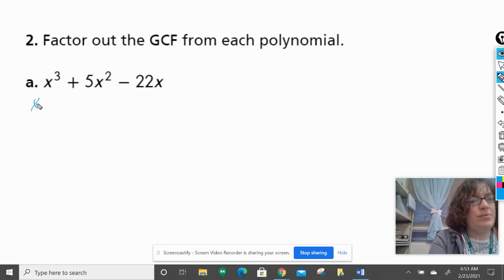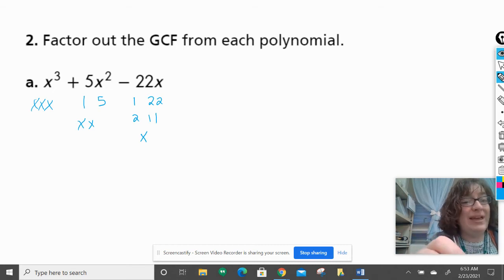We start the same way. So x to the third would just be x times x times x. 5x squared would be 1 times 5, and then x times x. And then negative 22x would be 1 and 22, 2 and 11 with just an x. All right, so looking at these, I don't see any numbers that they all have in common, but I do see the x that they all have in common. So what they have in common, the greatest common factor, I'm going to pull out in front of the problem.